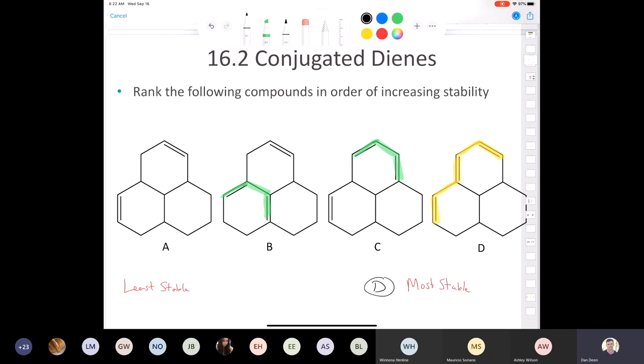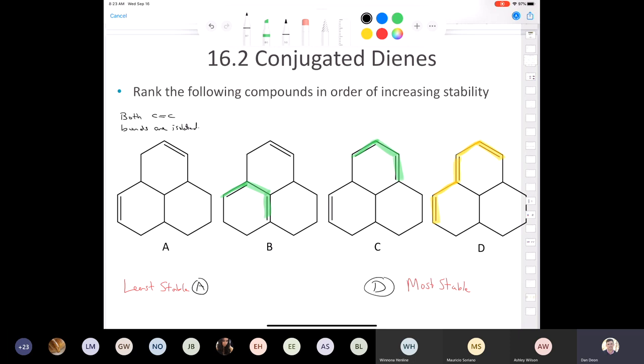Which one of these would be the least stable? Does anybody have an idea which one would be the least stable? Yeah, the answer should be A, right? Because both double bonds are isolated. So we could put that here, both carbon-carbon bonds are isolated. Okay, so this one's going to be the least stable. So we'll put A down here.